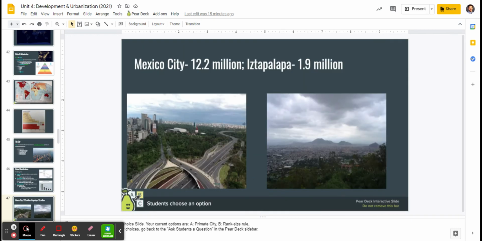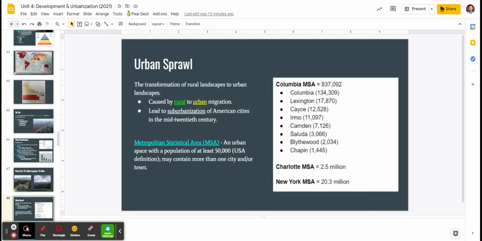All right. So to give you an example, Mexico City has about 12.2 million people in its MSA. The next largest city there is Iztapalapa. I'm not good at pronouncing that one, sorry. It is at 1.9 million. And so therefore it follows the primate city rule, not the rank size rule. You have way more than double the next largest city in Mexico City, versus the second largest city in Mexico, Iztapalapa, at only 1.9 million.